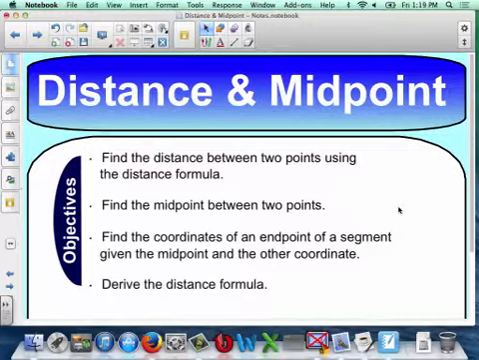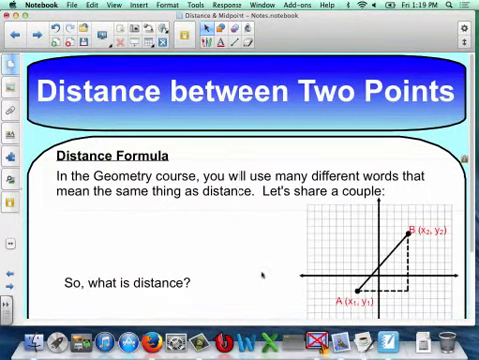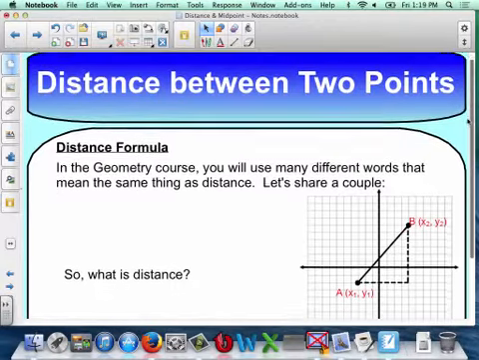And then the last thing we're going to do today is talk about how to derive the distance formula, which is kind of important because that is a test item. So let's first of all talk about the distance formula itself.